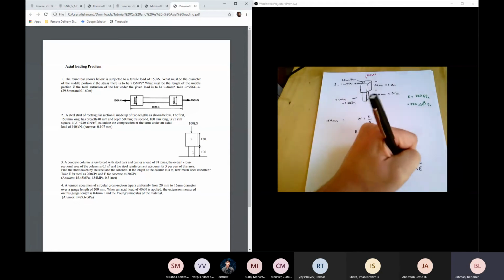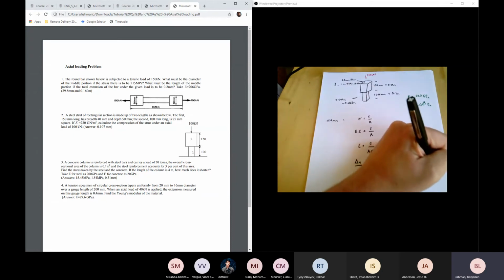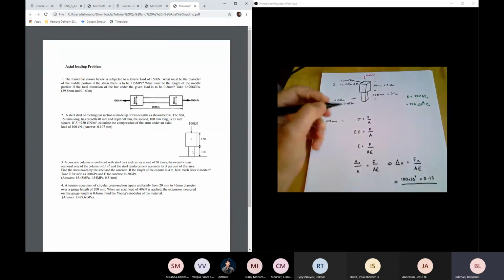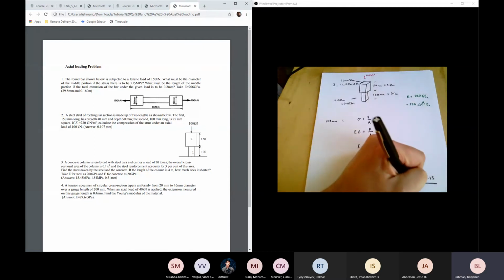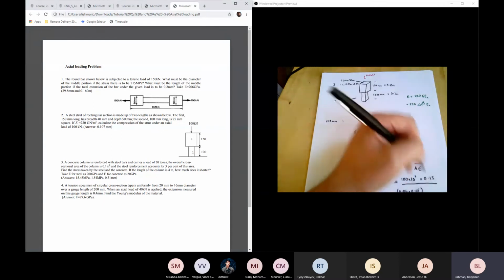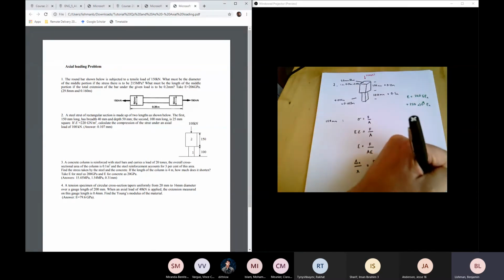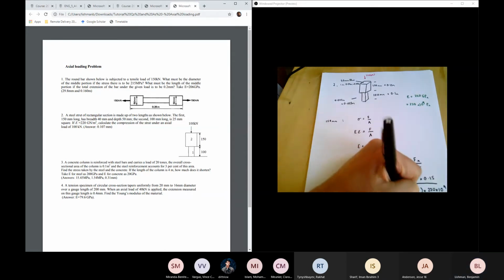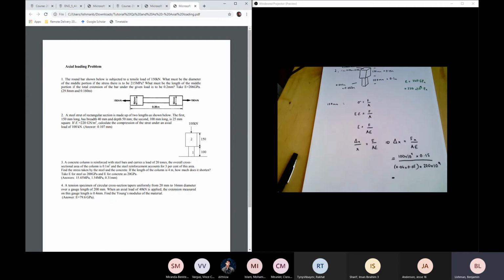And that is 100 kilonewtons, 100 times 10 to the 3, multiplied by the original length of 0.15, divided by the area, which is 0.04 times 0.05, and multiplied on the bottom line by the Young's modulus, which is 220 times 10 to the 9. And that's all something I can put into my calculator.